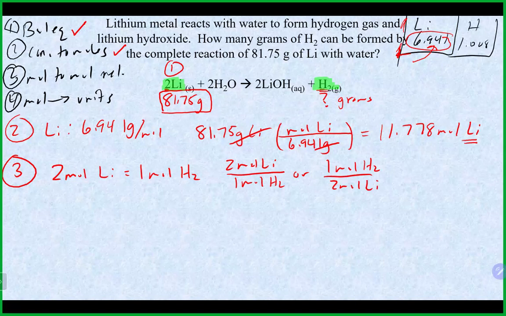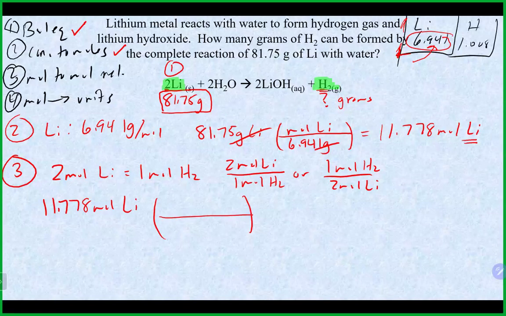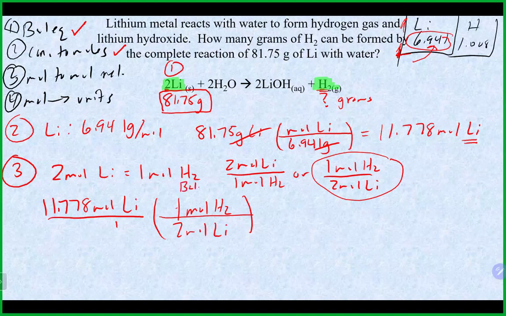Since I am starting here with 11.778 moles of lithium, I want to get rid of lithium. Lithium needs to go on the bottom because it's up on top. So once again, the one on the right is the one we want to use: 1 mole of hydrogen and 2 moles of lithium. That's the big stoichiometry move, and it comes from the balanced equation. We're going to end up here just dividing that by 2.